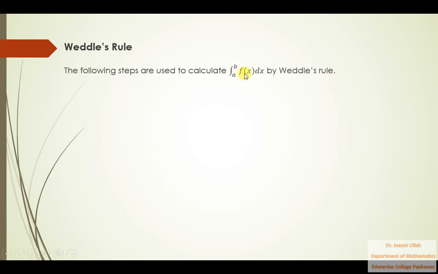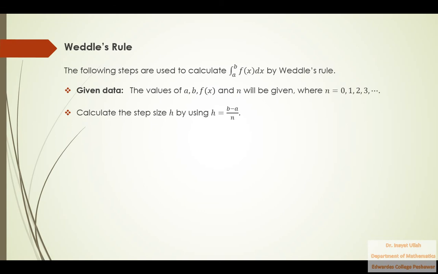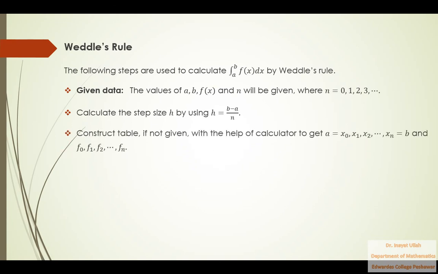And the last one is called Weddle's rule. So what is Weddle's rule? To calculate the value of this definite integral, there are steps. The first step is the old story. The second step is the old story. The third step is the old story. And the fourth step is the new story, because this is the formula for Weddle's rule.